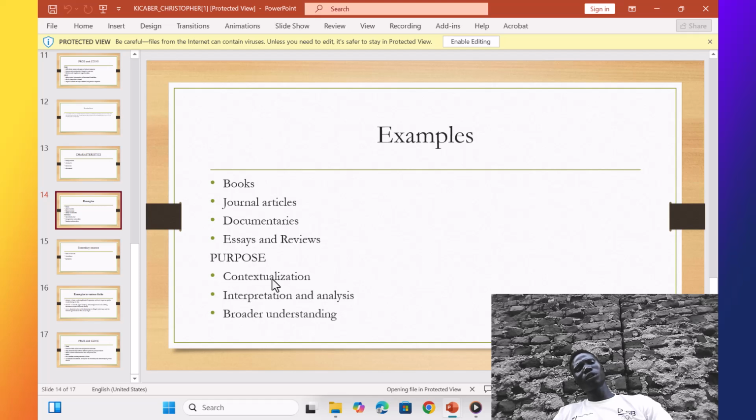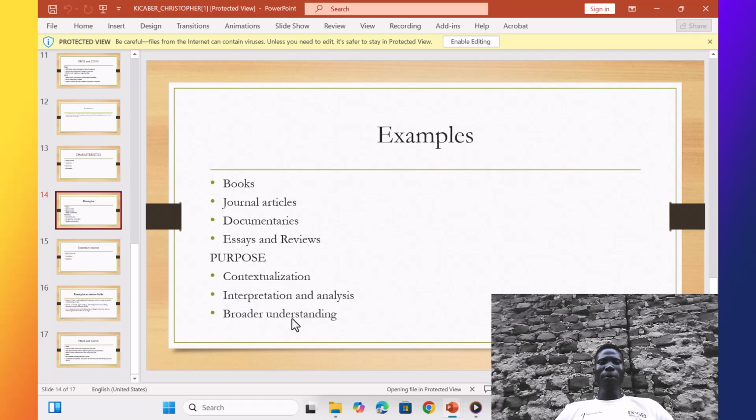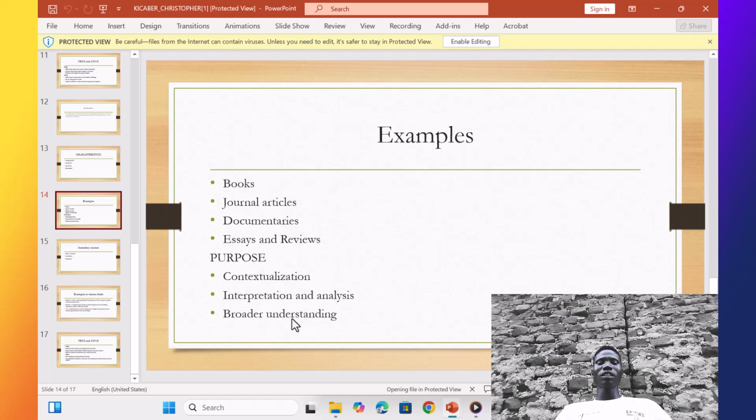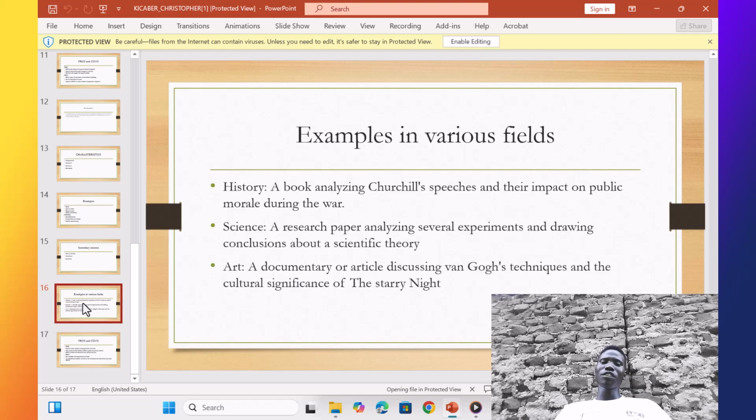Some of the purposes of the secondary source are contextualization, interpretation and analysis, and broader understanding. You will understand more of what is there and apply it. Secondary sources have a role in research, time frame, and reliability. It is reliable. That is what is called a secondary source.